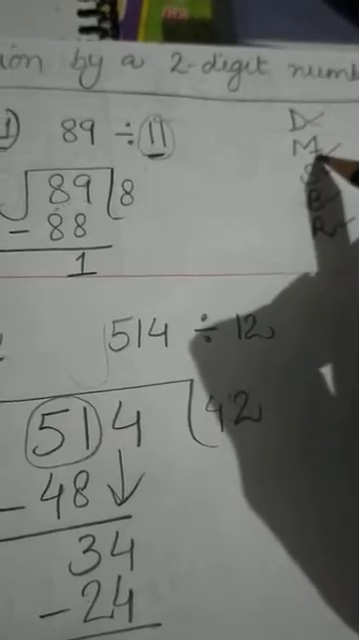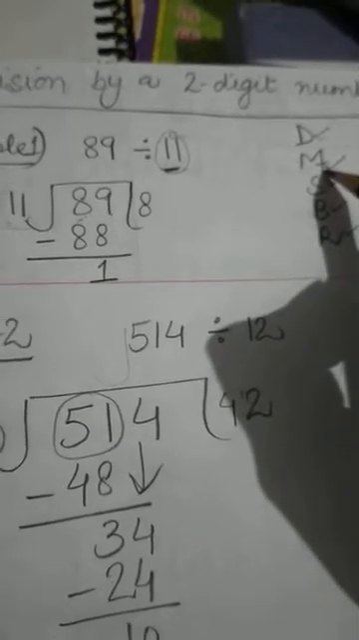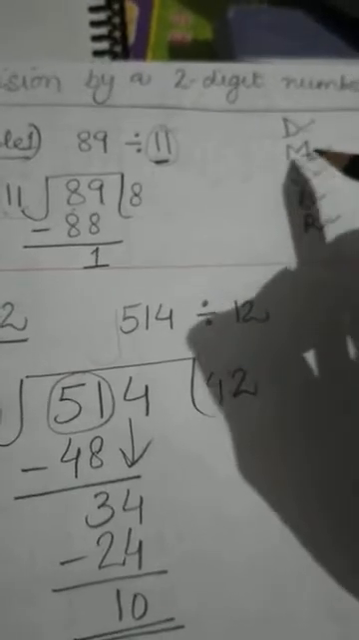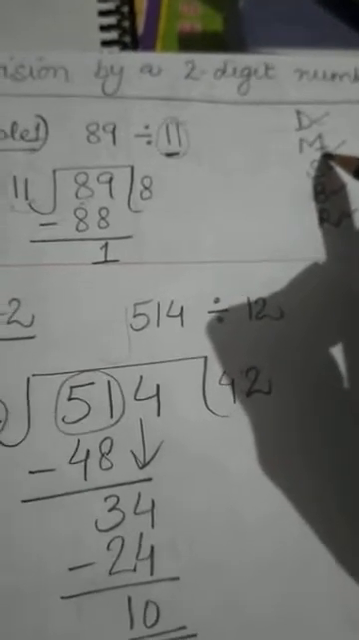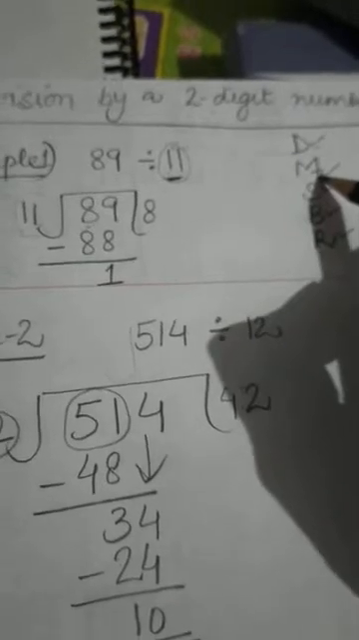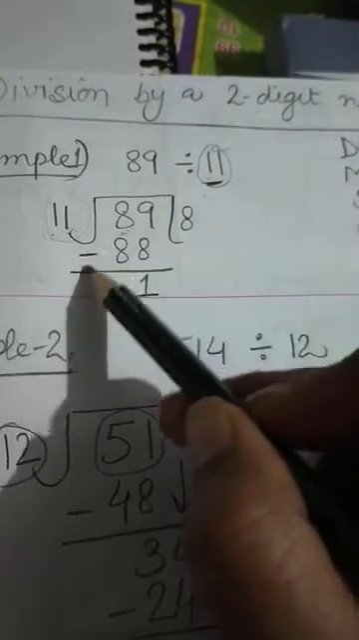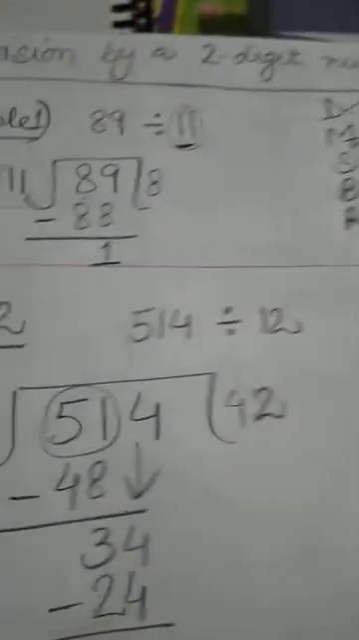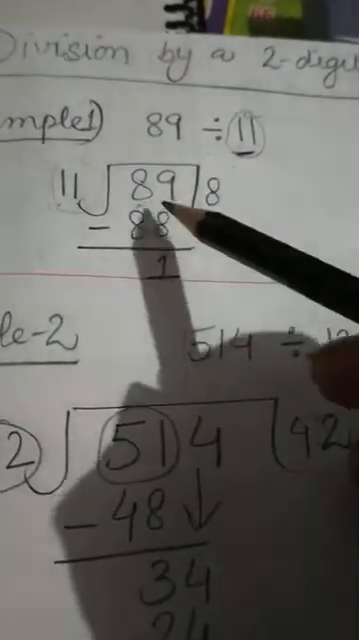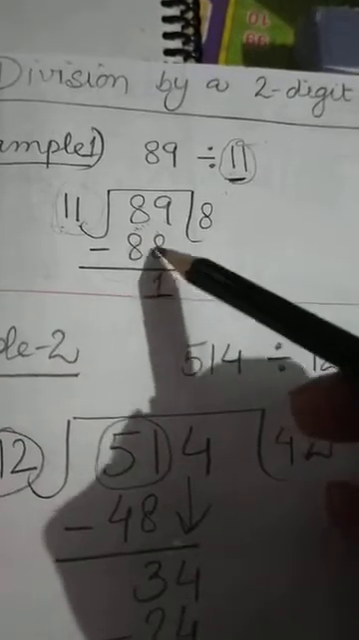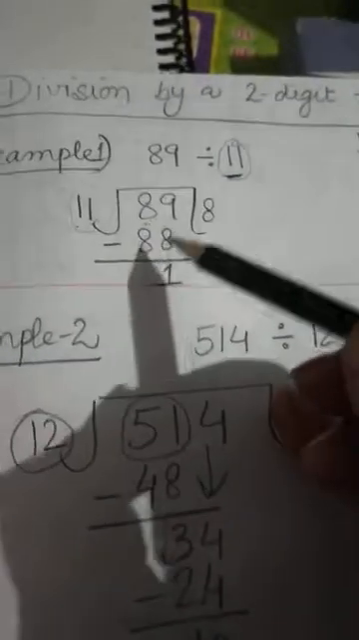After that we have to do multiplication. For multiplication we will see the table of 11. We will observe the table in such a way that we write a number under 89 that can be subtracted. Here you can see 99 is there, that cannot be written under 89 because we have to do subtraction here. So before 99 the number is 88, so we will write 88 here.